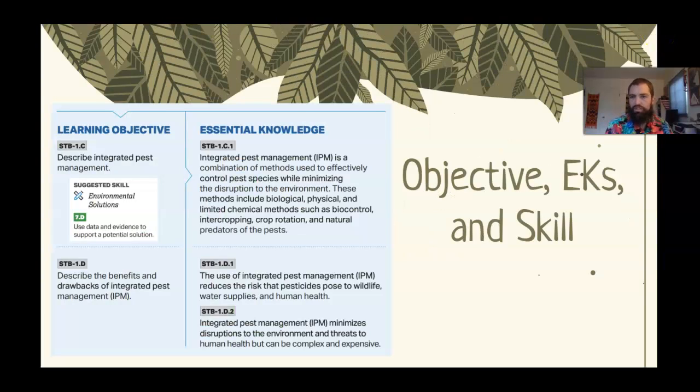Alright, so the learning objective is to describe integrative pest management, as simple as that, and then to also practice using data and evidence to support a potential solution around these problems. And also to describe the benefits and drawbacks of integrated pest management. And if you'd like to read the essential knowledge, you can go ahead and do that, but we'll be going over that.